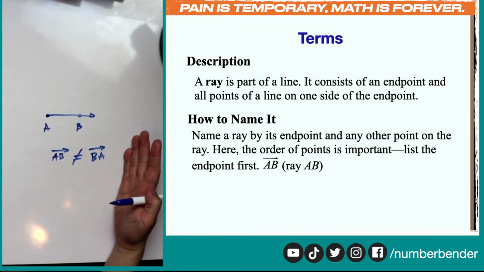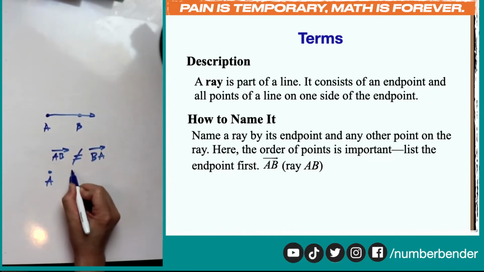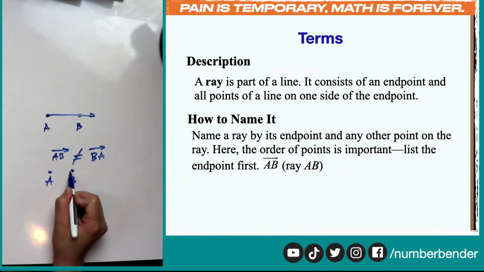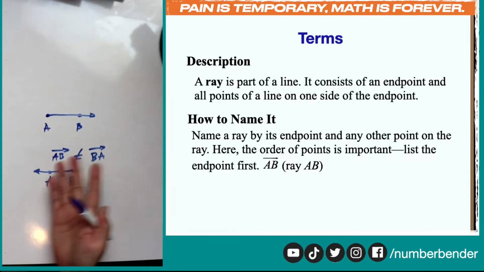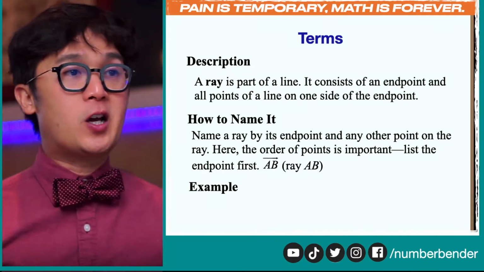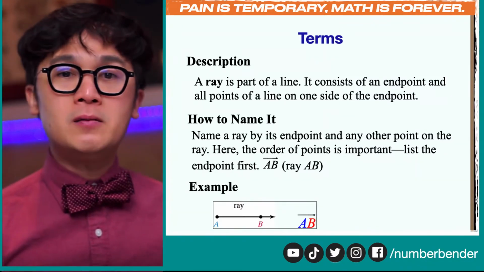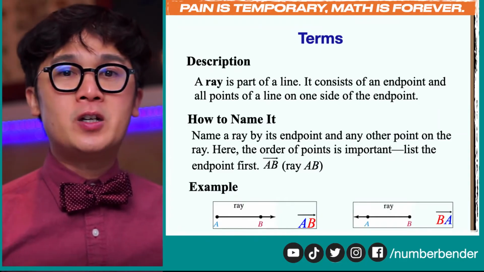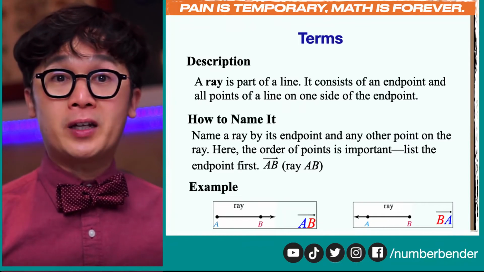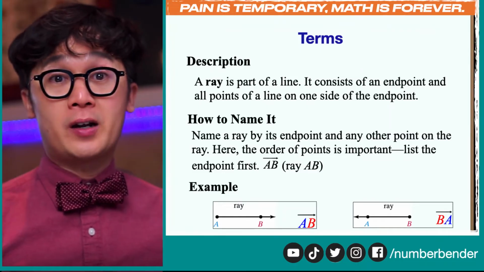Why is it not the same as ray BA? Because for ray BA, if this is point A and point B, B is our endpoint and A holds the arrow right here. That's why they are not the same, because their directions are different. So if we have ray AB, which is denoted by this notation, ray BA has another notation and illustrates a different direction. So that's a difference between a ray and a line segment. The order of those letters is important.